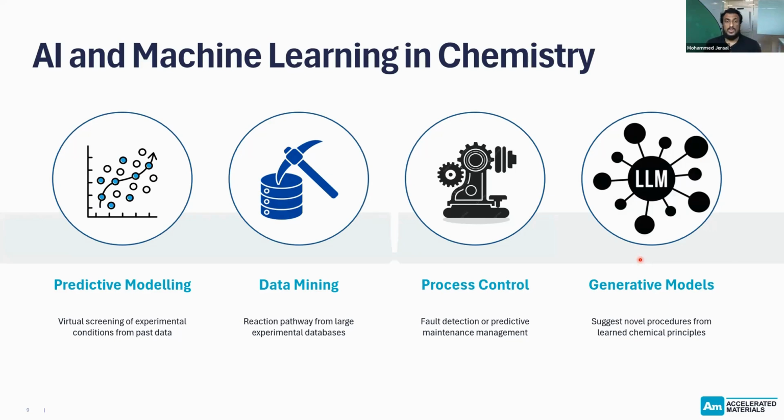For process control, you can use things like autoencoder models for things like fault detection or predictive maintenance. These tools are, I believe, already being utilized industrially, and you could use those too.